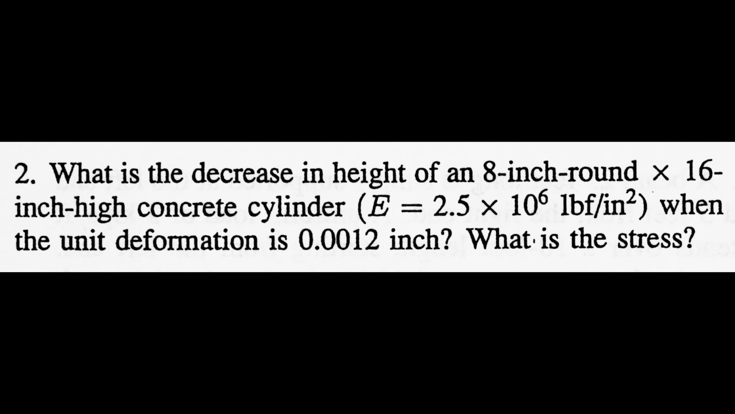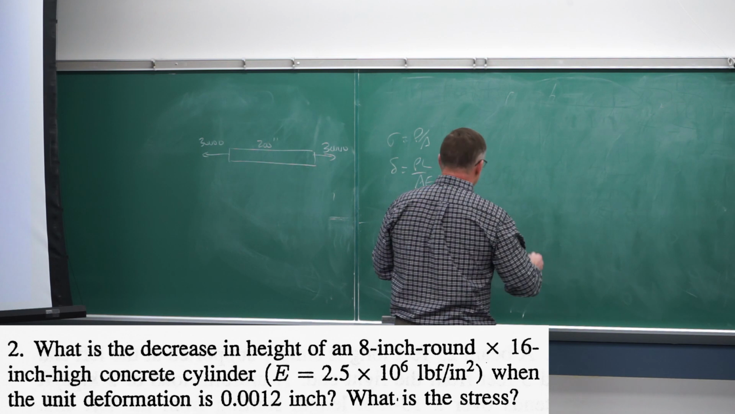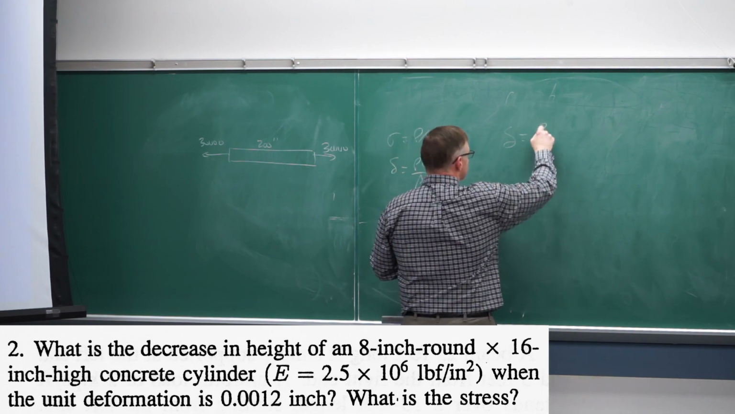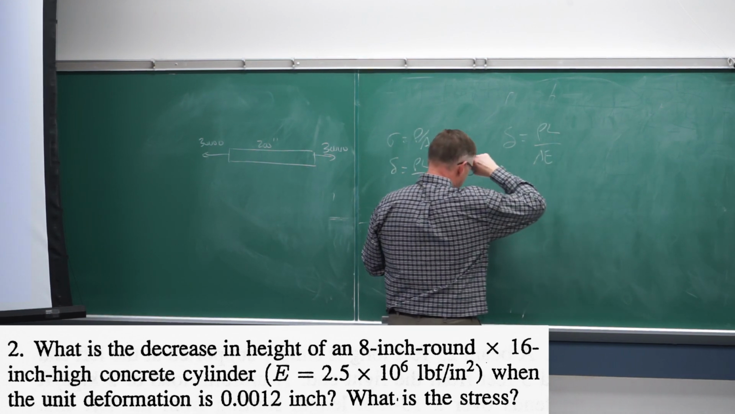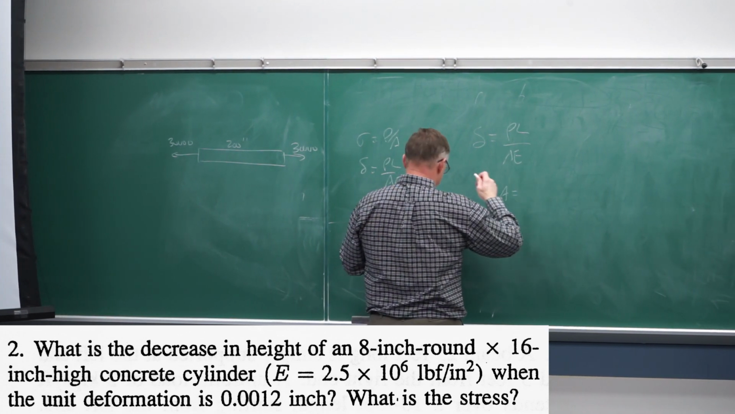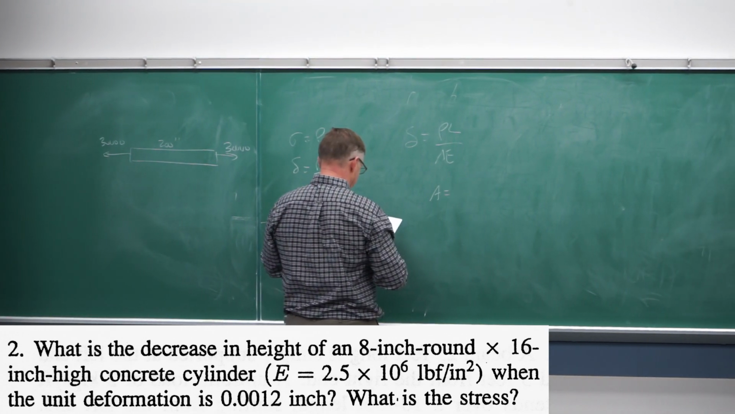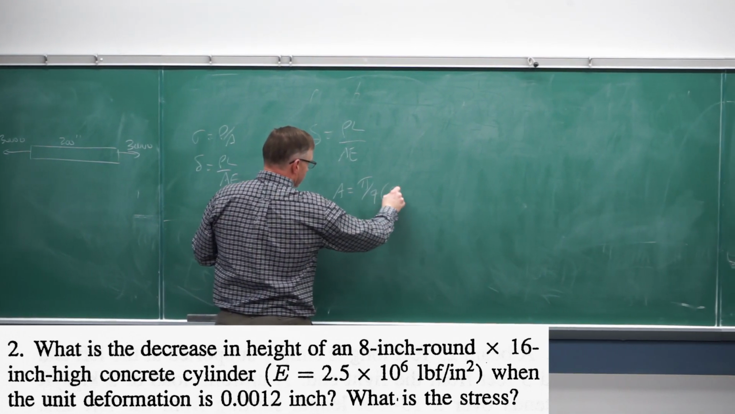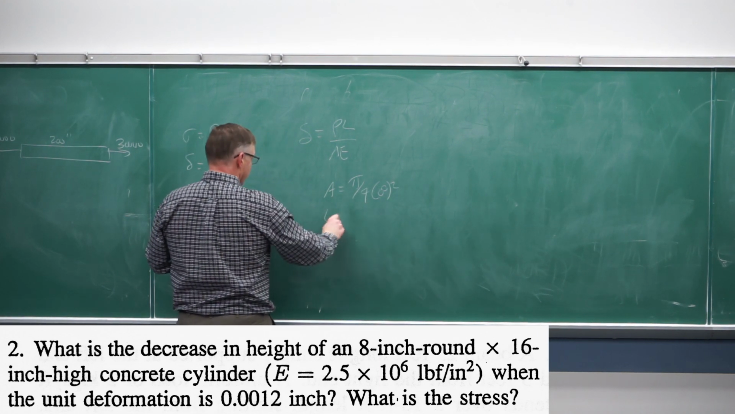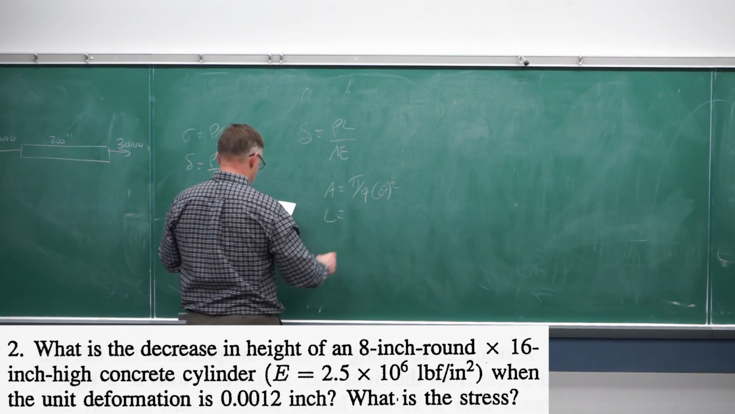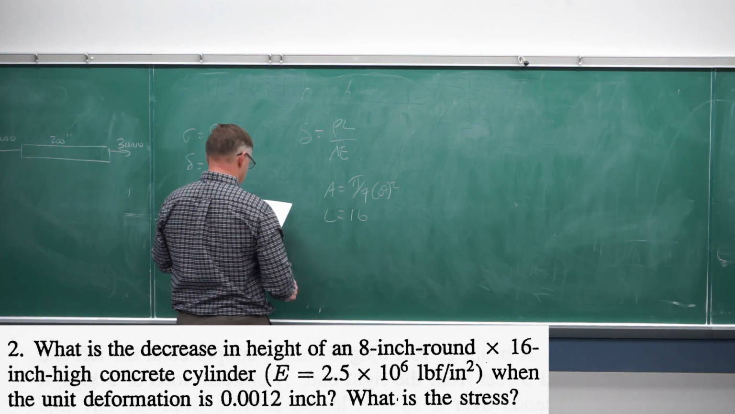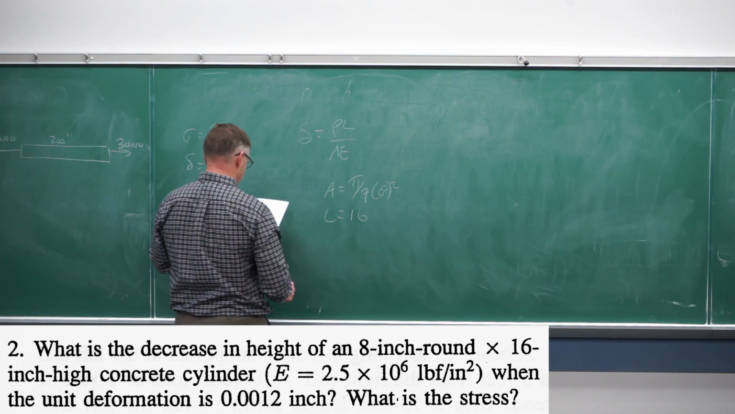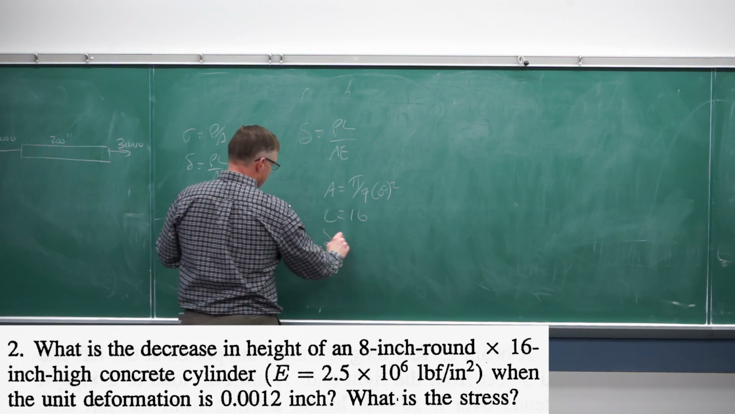What is the decrease of the height of an 8-inch round, 16-inch high concrete cylinder when the unit deformation is given? So you start with deformation is equal to PL over AE, is the first thing I would do. You have area or information to get area. 8-inch round, so it's going to be pi over 4, 8 inches squared. Length is 16. Unit deformation. Deformation is 0.0012.